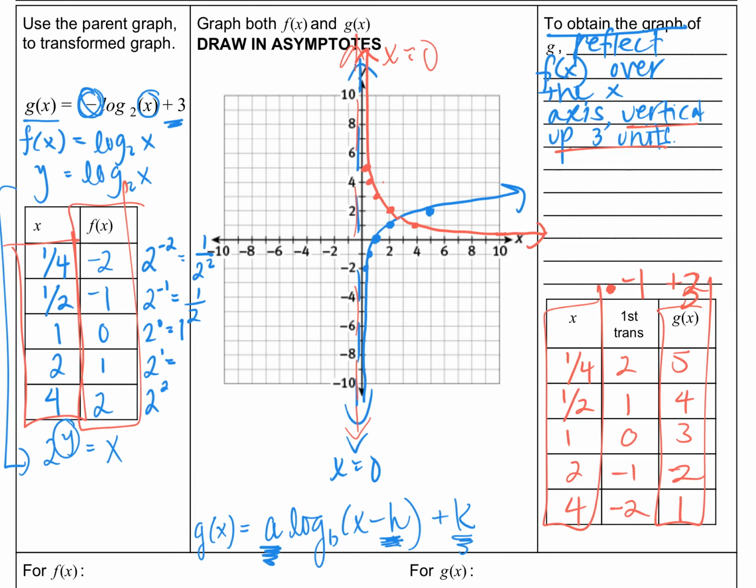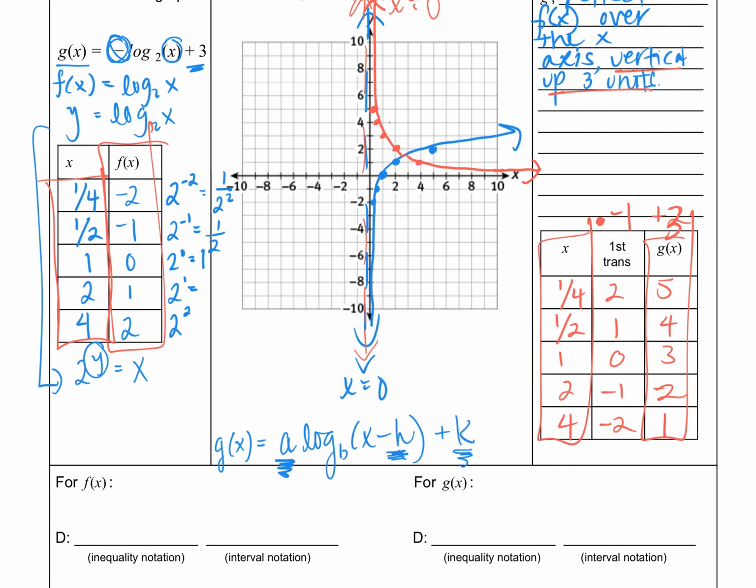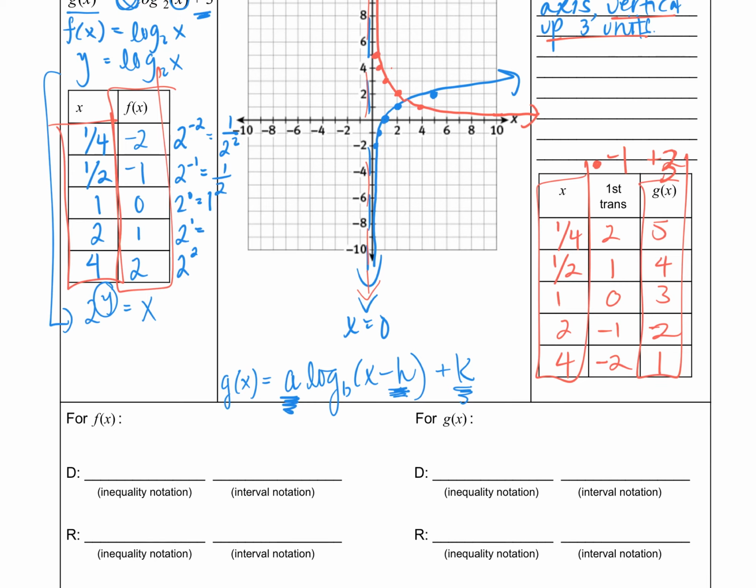So now that we have our graph, we can go ahead and tell what our domain and range are. So for my parent graph, the thing that really limits my domain is that vertical asymptote. So I'm going to say that my domain goes from 0 up to infinity, because we have 0 here, and then it keeps going to infinity on the right side. And then I can also write it like so. For my range, it keeps going down to negative infinity, and then it also slightly keeps rising up to positive infinity as well. So it's going to go from negative infinity to positive infinity.